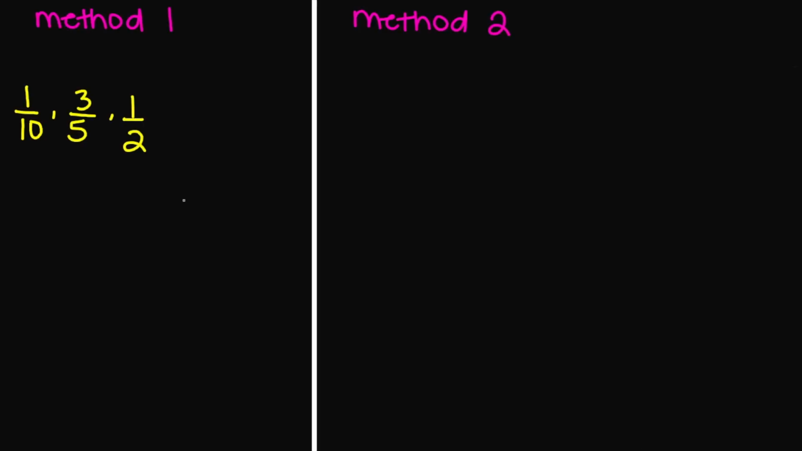Hey guys, welcome back. So today we'll be ordering fractions from least to greatest and greatest to least. Let's look at our first example. So let's say we had to order these fractions here, 1 over 10, 3 over 5, and 1 over 2.